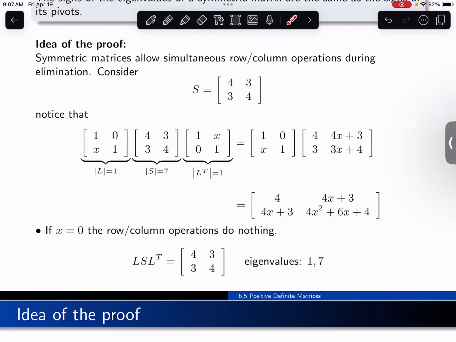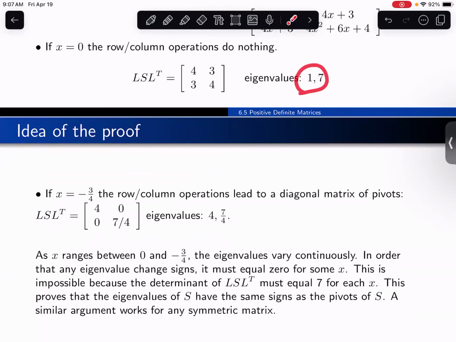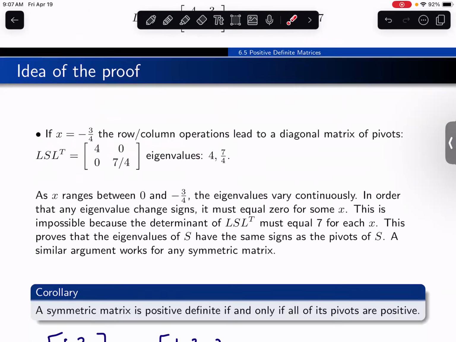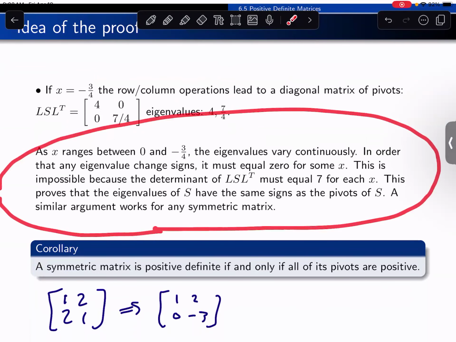But the point is, this multiplication never changes the determinant. The determinant is always going to be equal to 7 no matter what this x value ends up being. So there's never going to be an x value where the determinant ends up being equal to 0. So there's never a point where these positive eigenvalues can end up being negative. So the sign has to be maintained for every single x value between x equal to 0 and x equal to minus 3 over 4. So that's what this paragraph is saying.